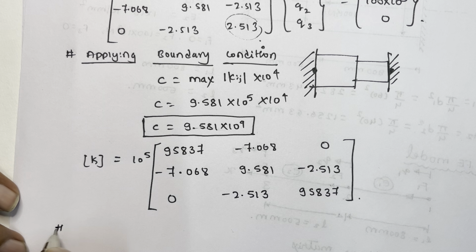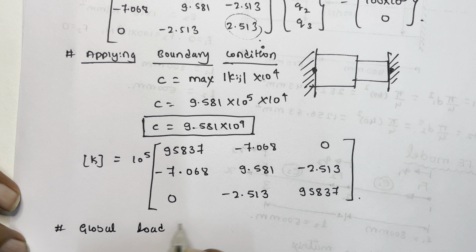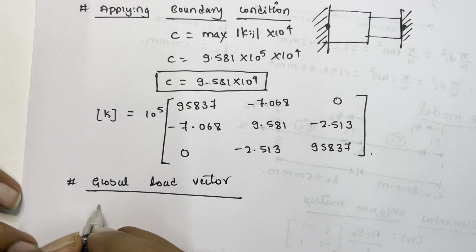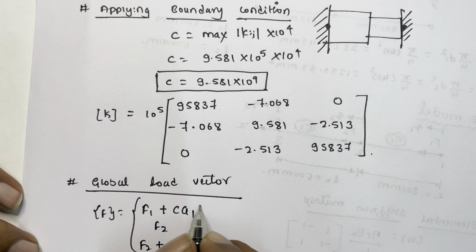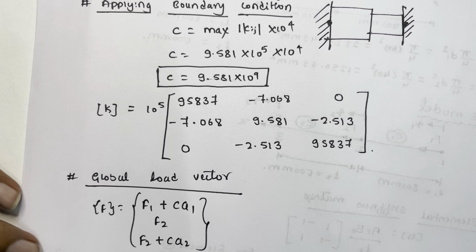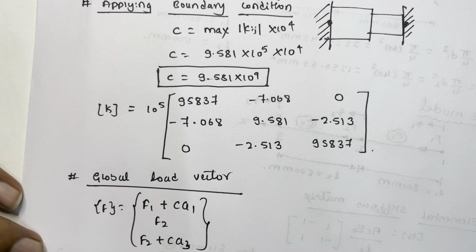Now the global load vector. We know F is equal to F1 plus CA1, F2 plus CA2, and as per the problem, F3 plus CA3. Okay, Q1 and Q3 are 0 because of the fixed points. Here A1 indicates Q1, that is equal to 0, and A3 indicates Q3, that is equal to 0.